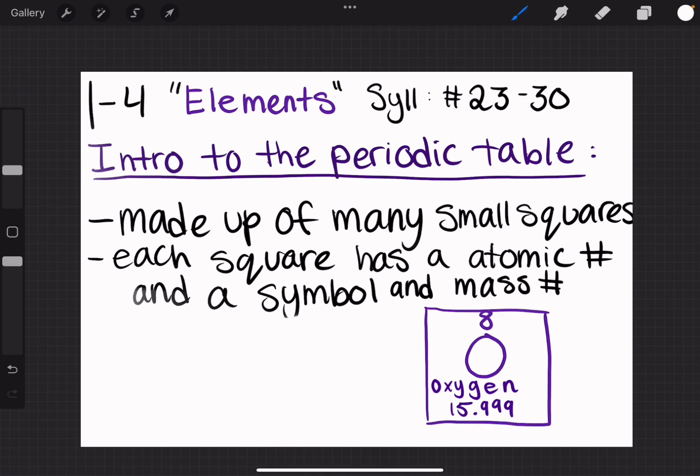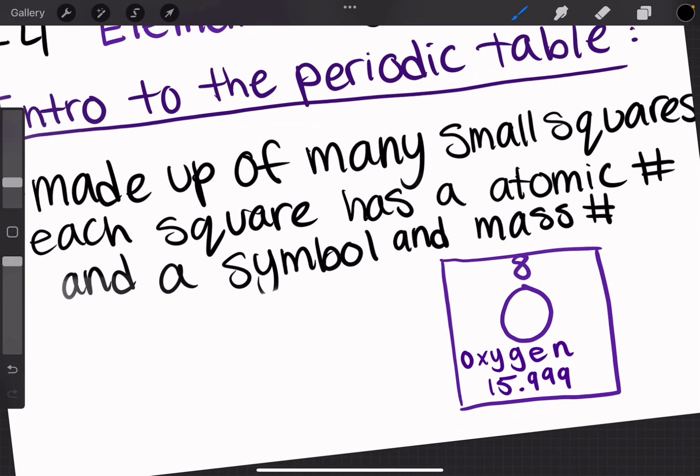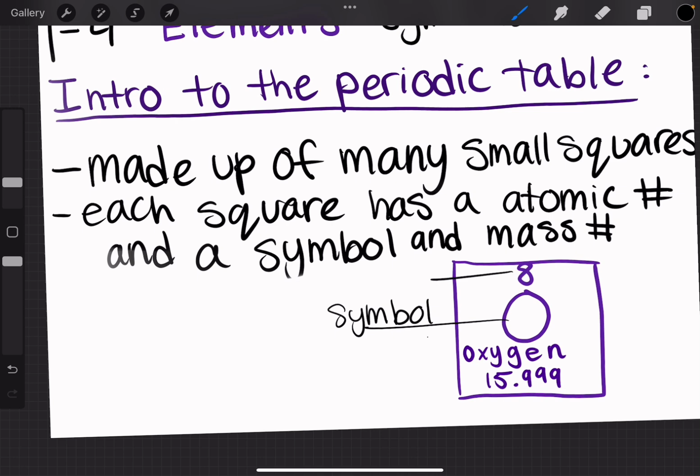And in oxygen, here is our symbol. Right here is our atomic number at the top, as always. And the bottom, right there, is mass number. And this is the same for every element.